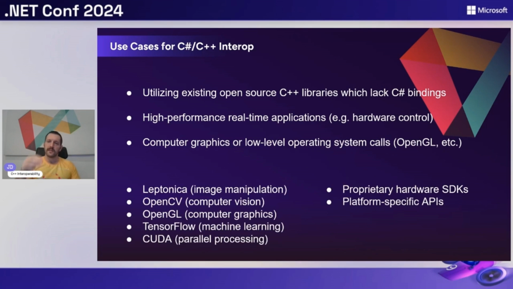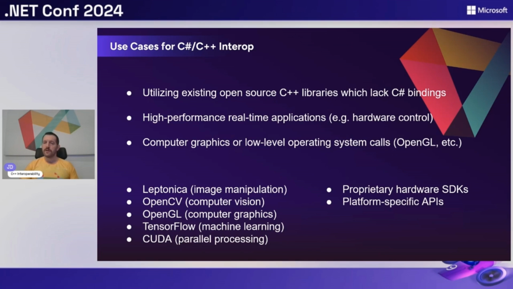Well, the first case is just to gain access to the mountain of powerful C++ libraries out there. In some cases, these libraries may only be available in C++, so you'll have to write your own interop wrapper from scratch. In other cases, there may be C# bindings available out there, but you may find them lacking or out of date.